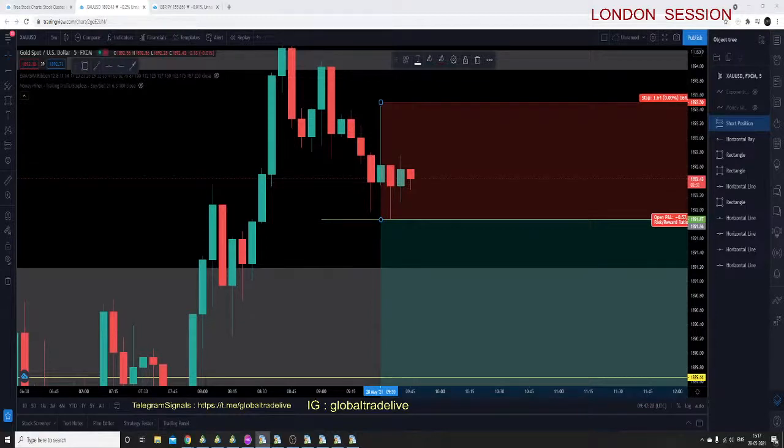The volume in gold has just died here. It's just moving nowhere. Okay, it starts to move up finally.